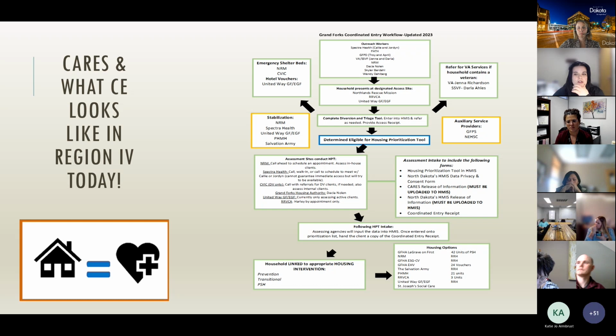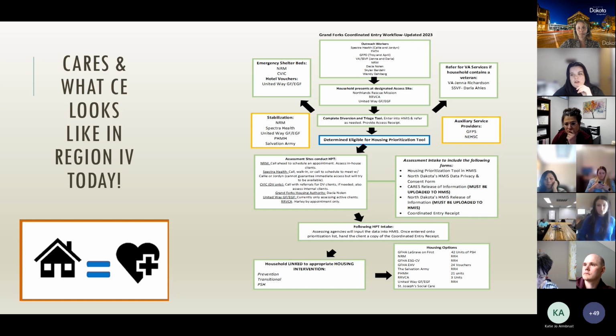Generally, what we are struggling with in our community is our access sites. We're still waiting on our diversion and triage tool to be produced, but that should be happening in the coming months. So really our access sites are struggling because what's happening is you present to an access site and you're getting right directly into this housing prioritization tool. So we're missing out on a lot of that diversion that would likely save a lot of people from having to enter into shelter in the first place.